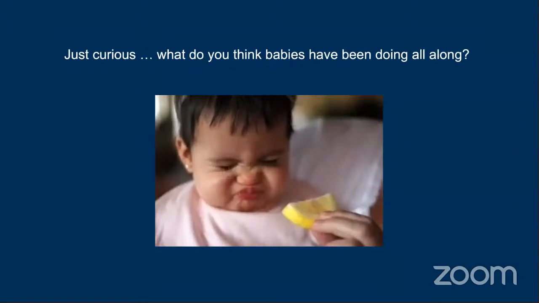So next thing, just curious, what do you think babies have been doing all this while? You give the baby a lemon, the baby will really react to the lemon, and that reaction to the lemon is actually reinforcement learning, and that's a negative reinforcement that you're giving to the baby, saying, okay, do not lick lemons, it's really, really bad. So all human beings actually use reinforcement learning to learn.